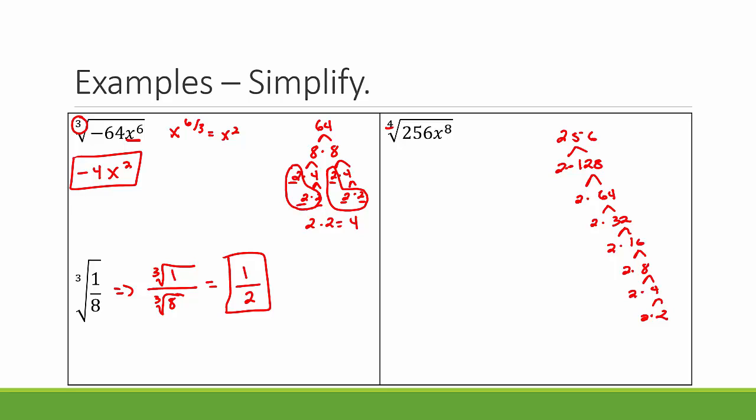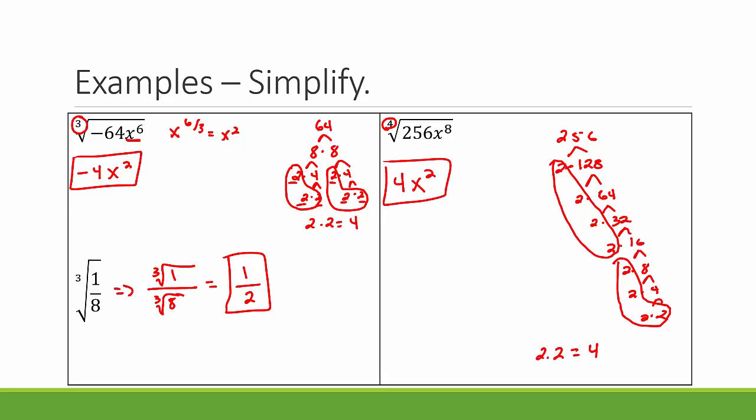I'm looking for 4 of a kind to be able to bring a 2 outside of my radical. So I have 1, 2, 3, 4 here, 4 2's. That tells me I have 1 2 outside of the radical. Then I have another group of 4 2's. That tells me that the fourth root of 256 is simply 4. That means if I multiply 4 times 4 times 4 times 4, I would get 256. Now x to the 8th, the fourth root of x to the 8th, just divide those, give us 4x squared.